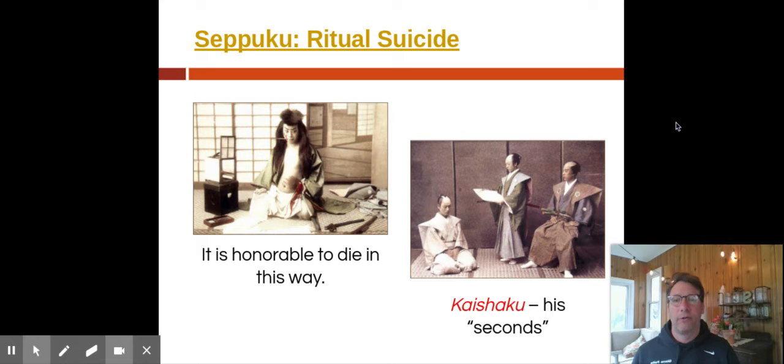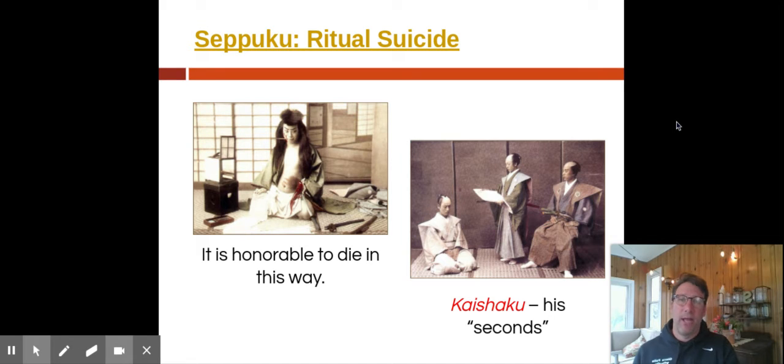But also, oftentimes when the person would plunge the dagger into their abdomen, the kaishaku would finish them off, so to say, by cutting their head off or something like that, so that they would not suffer. So the kaishaku was a very trusted person that you wanted to have there so that you wouldn't have to suffer in your final moments.